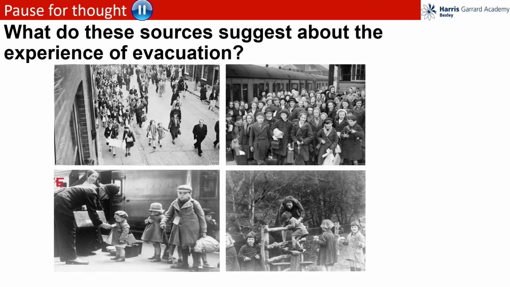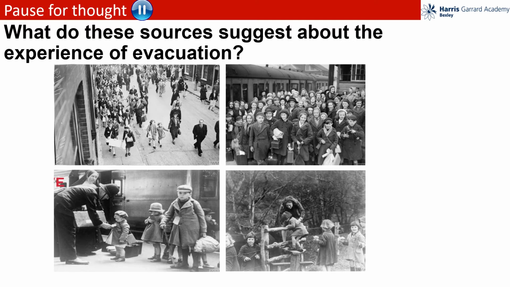What do these sources suggest about the experience of the evacuation process? Good or bad? Remember, there's a war going on at the time, and these cities that they're coming from, whether it be London or Manchester, they're all going to be under some severe bombing. So think carefully about the choices that you make as you analyse these images. Make a note of any ideas that come to mind.